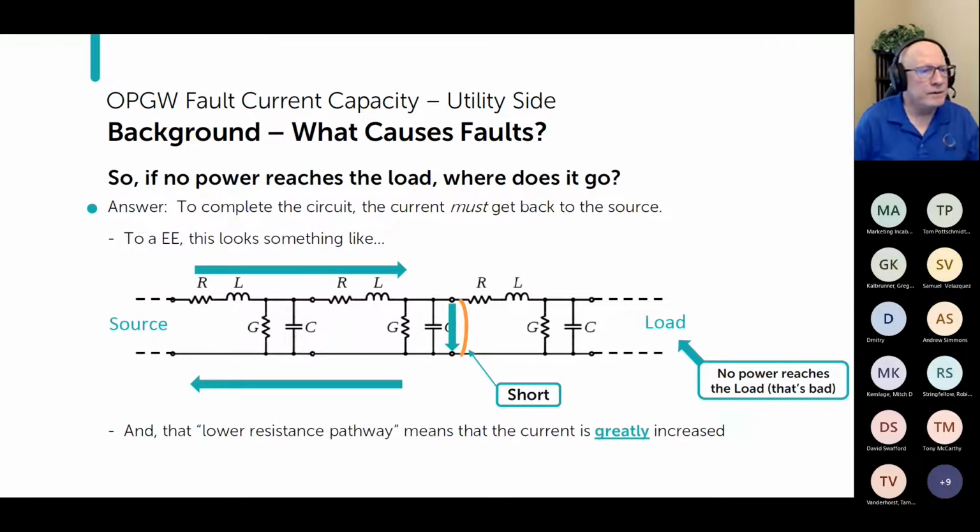We'll see why later, but you need to understand that the current doesn't just sort of disappear. To an electrical engineer, what's going on is that the current always has to go back to the source to complete the circuit, but it's going through that lower resistance pathway, which means it's been greatly increased.